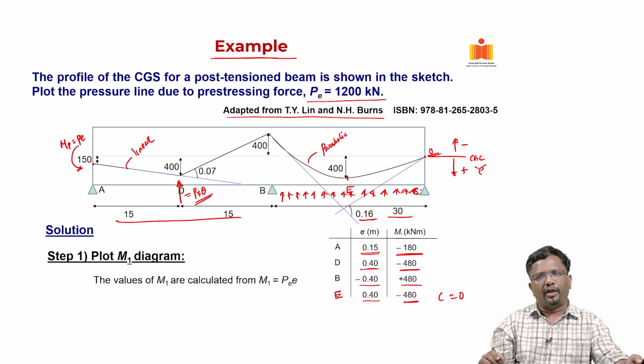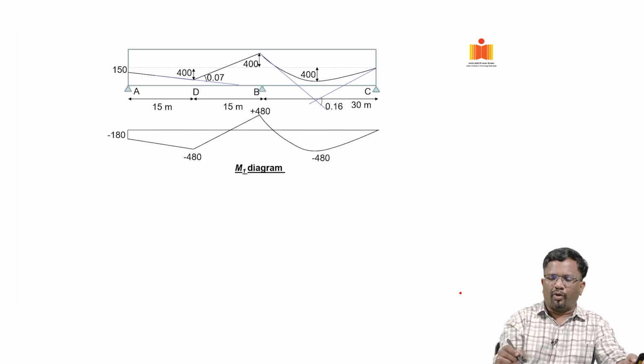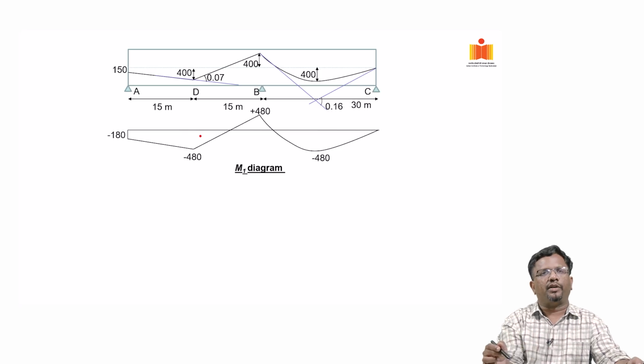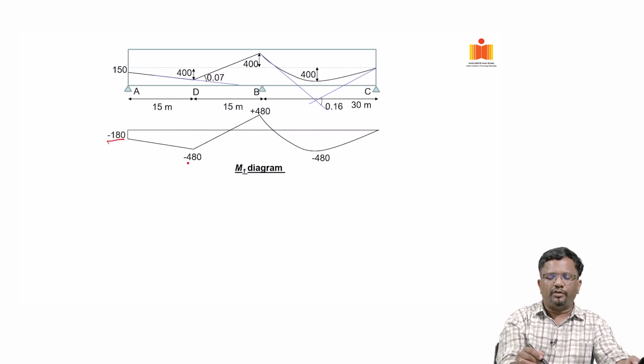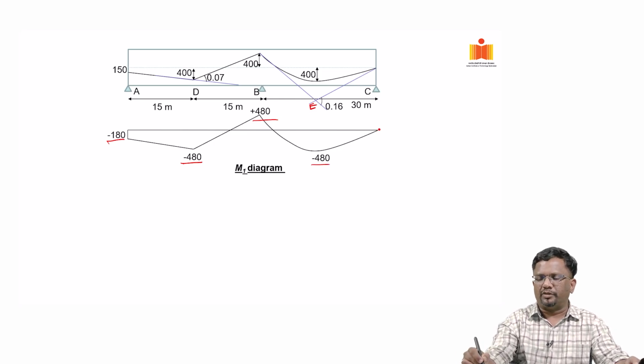So, this way I can establish my M1 diagram, which is a primary moment diagram, right. So, these are the things. So, we plot this, okay. So, we are just plotting it on the scale, minus 180, minus 480, and then plus 480, minus 480, let us call this C, right. So, you get at C this 0.